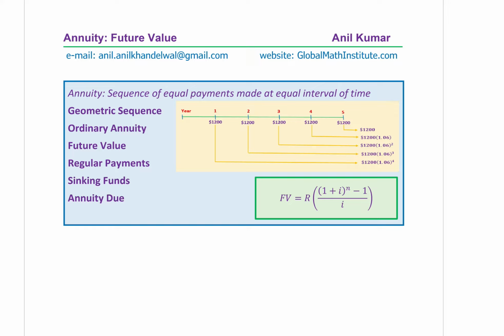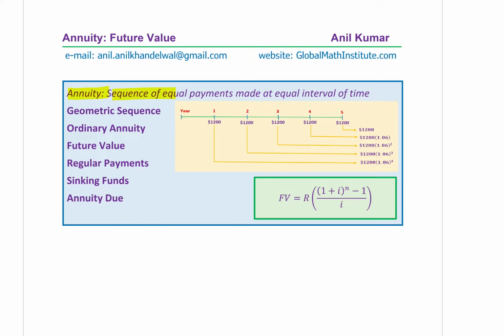As you know, an annuity is a sequence of equal payments made at equal intervals of time. As shown in this diagram, these are the intervals numbered 1, 2, 3, 4, and 5, and equal payments of 1200, for example, are being made at these points. We'll look into how much interest they accumulate and what is the future value of all these regular payments being made.